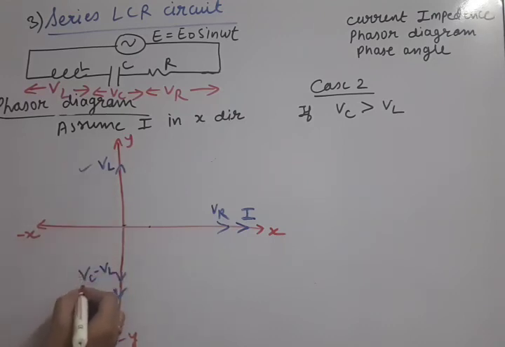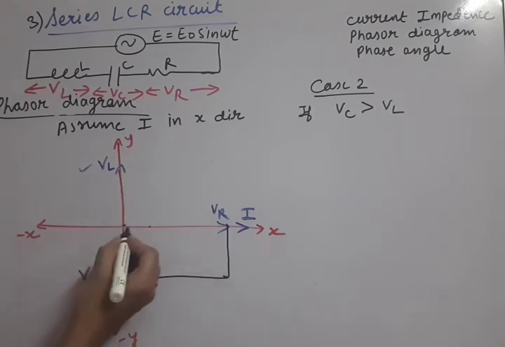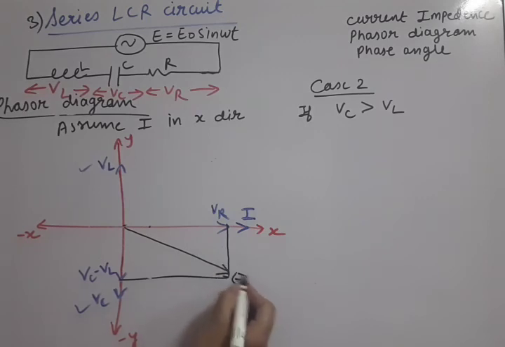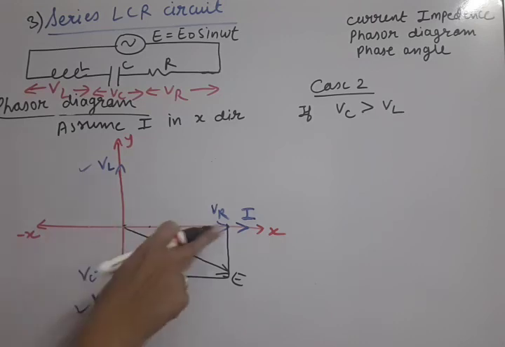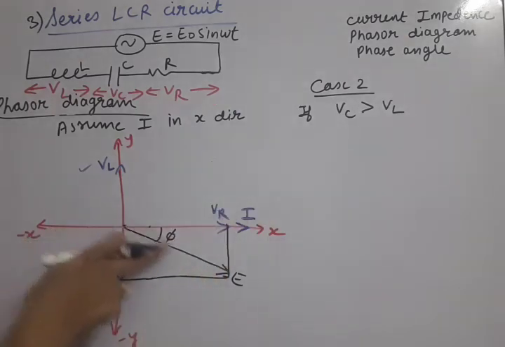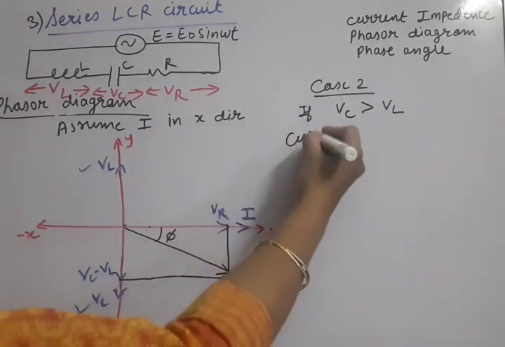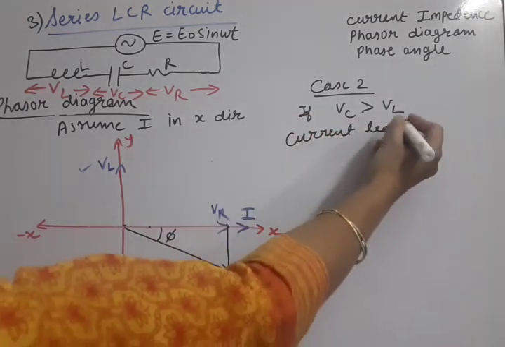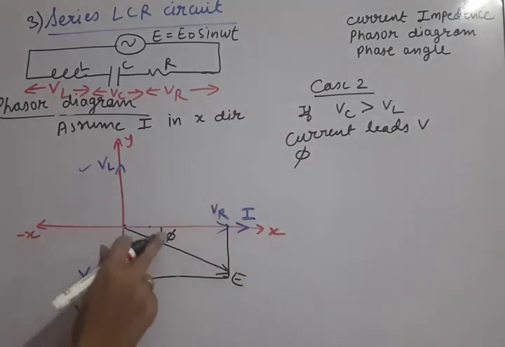So now we have solved VL and VC's answer. Now we have two things, VC minus VL and VR. We will make a parallelogram using these two vectors. So you can see now the phasor diagram is drawn below. This diagonal is now the net voltage, and this is that phase angle phi. So you can see now, in case VC is greater than VL, current is in X direction and resultant voltage is below it. So current leads. In this case, current leads V. By how much angle? By phi angle. Let us solve now this phi angle.